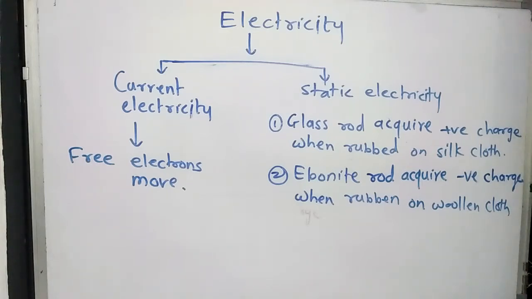But the charges remain there. They do not move. So this electricity, where charges transfer but remain over there, is called static electricity. Here we have to study current electricity, in which electrons move. That is nothing but current electricity.